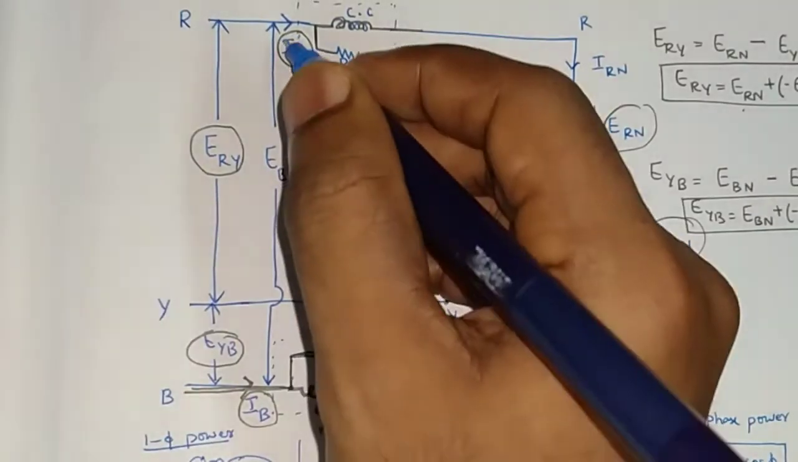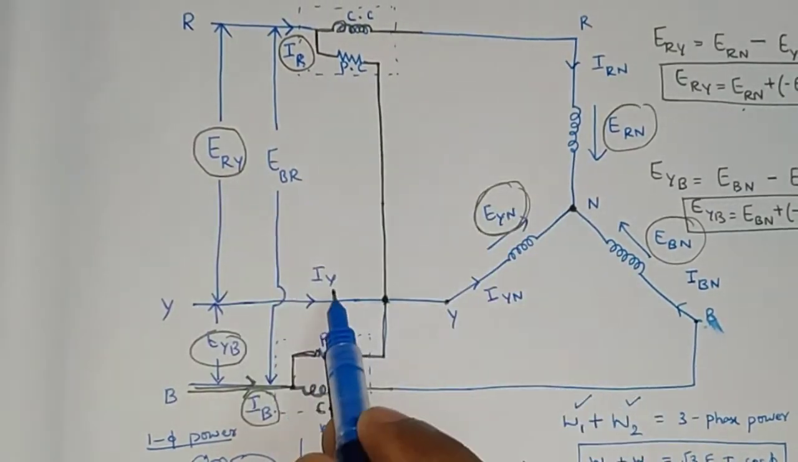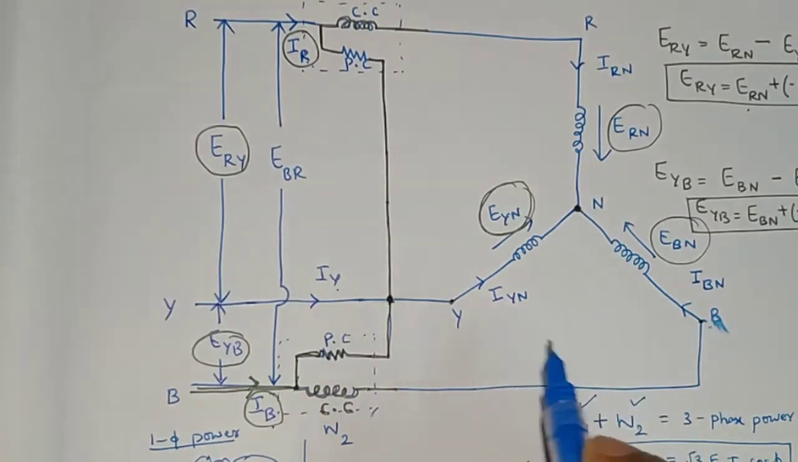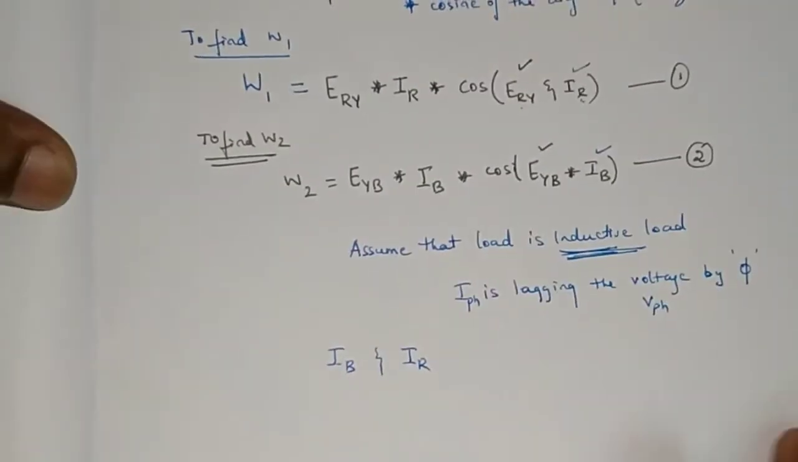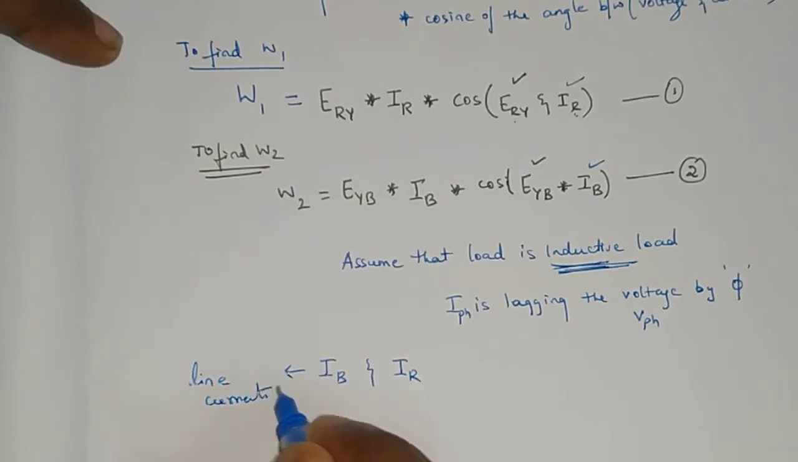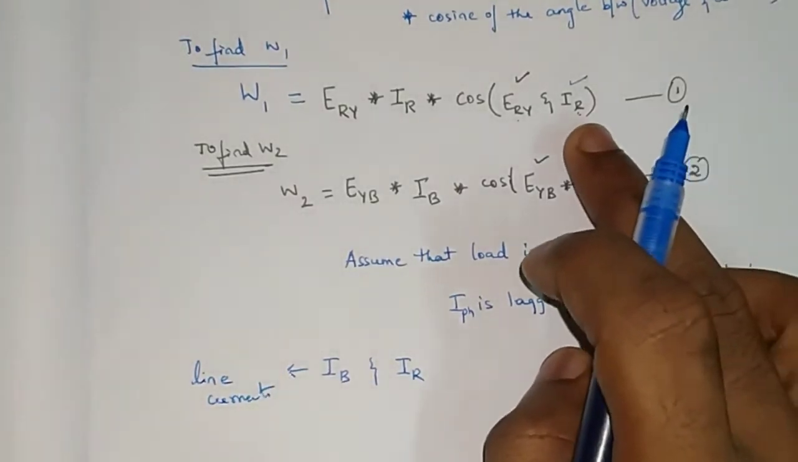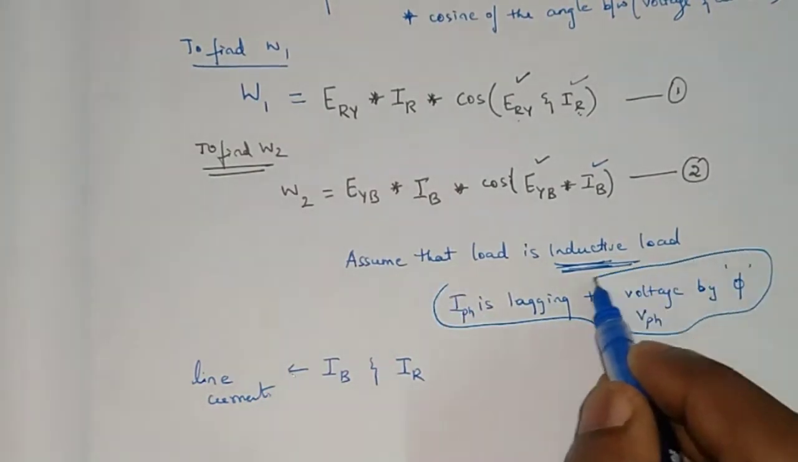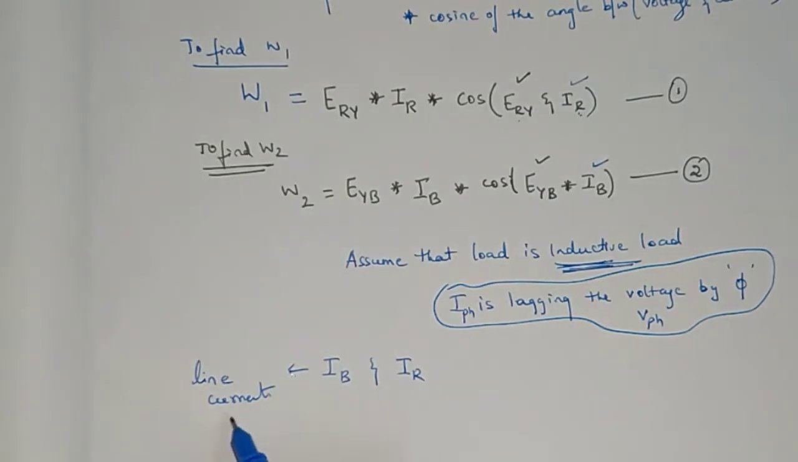From the circuit diagram we can say that IR, IY and IB, the currents flowing through the lines, are called line currents. So IB and IR are line currents. But I need to represent IR and IB in the vector diagram, and we know the relation that phase current is lagging phase voltage, while IB and IR are line currents. So how do we represent IB and IR?